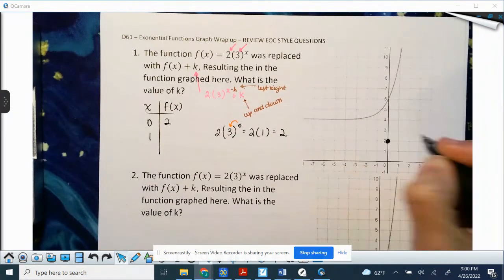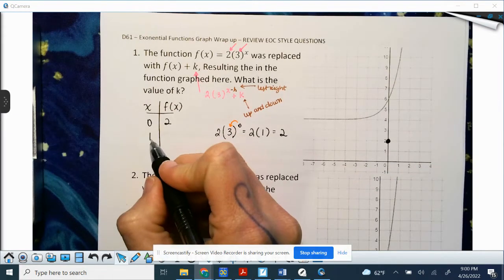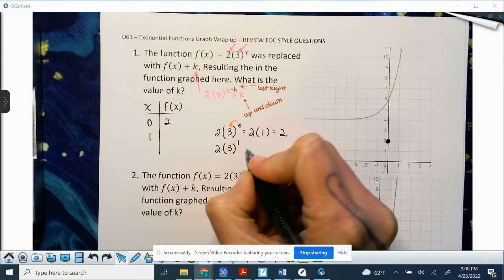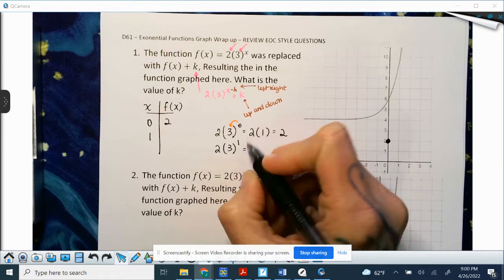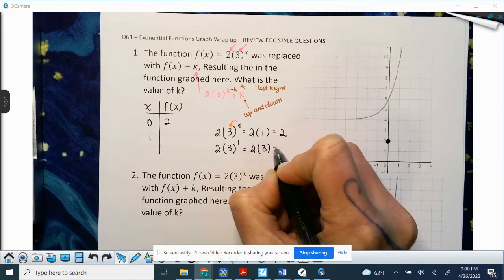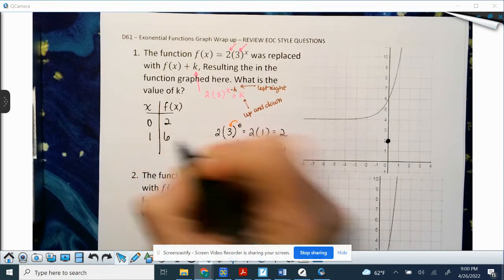If we do one more, let's say we'll do 1, and then if I plug in 1, so 2 times 3 to the 1 power, plug in 1 in the place of x, anything to the 1 power is the exact same thing that it was. So 2 times 3 is going to be 6. So at 1, it would be 6 otherwise.